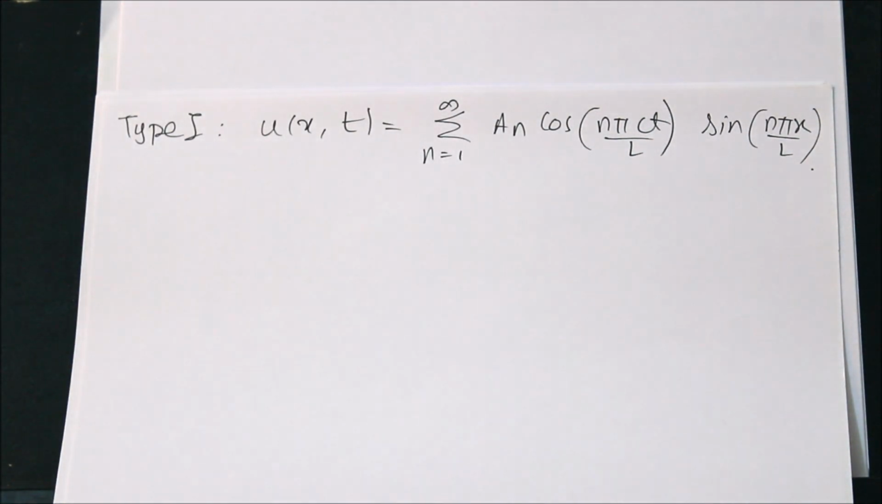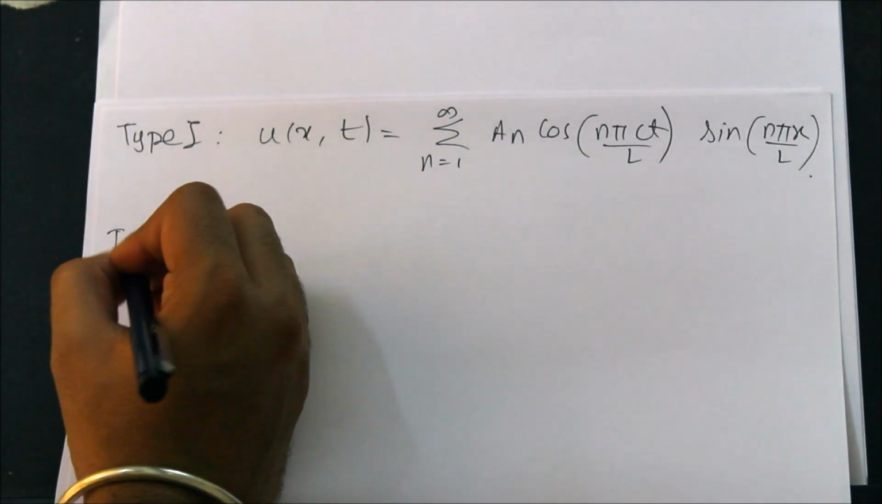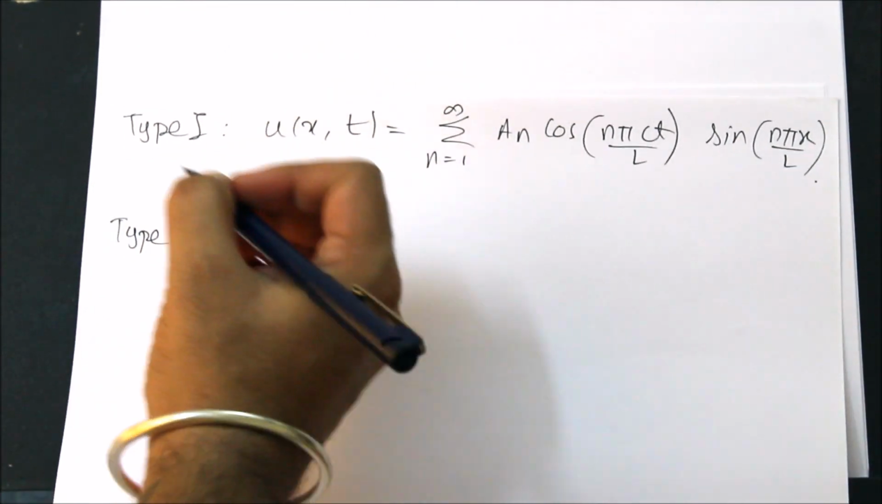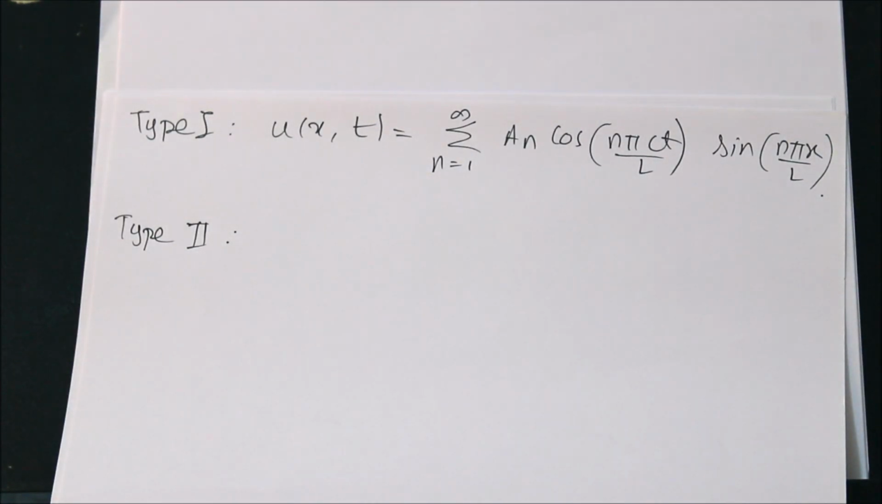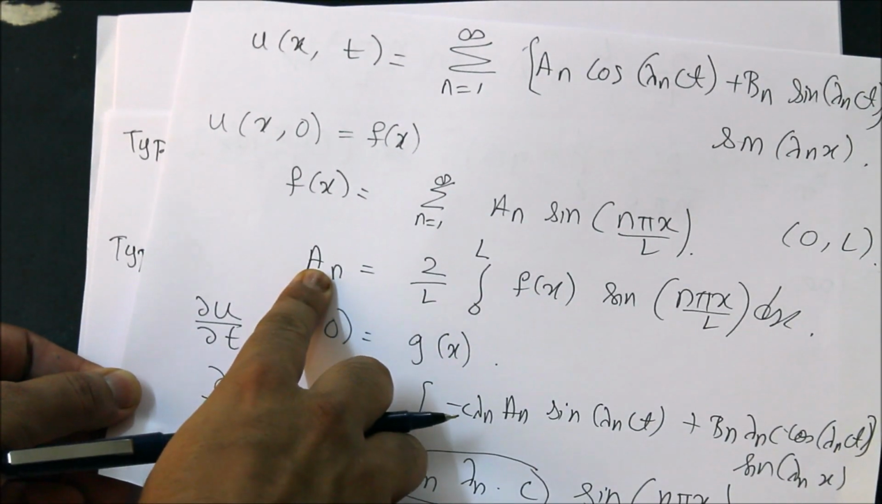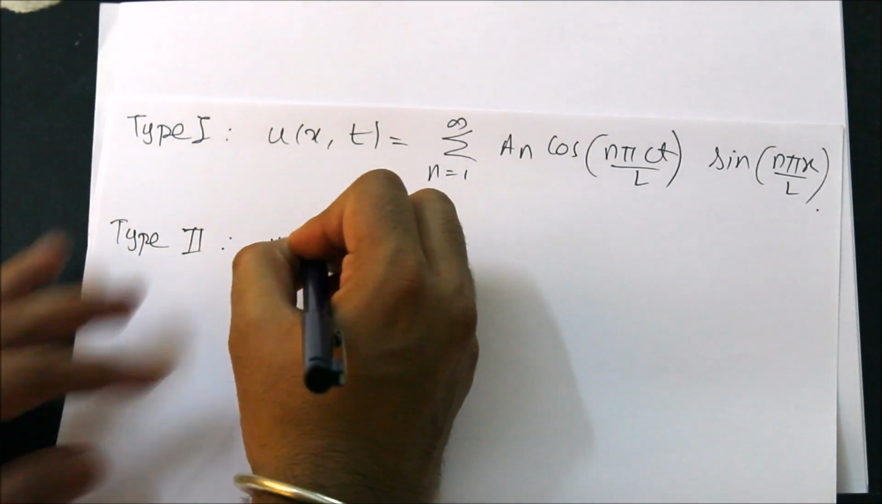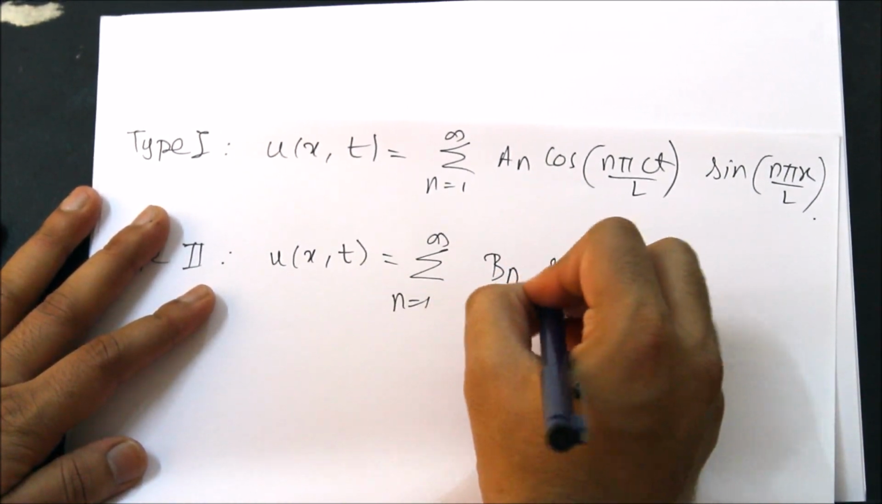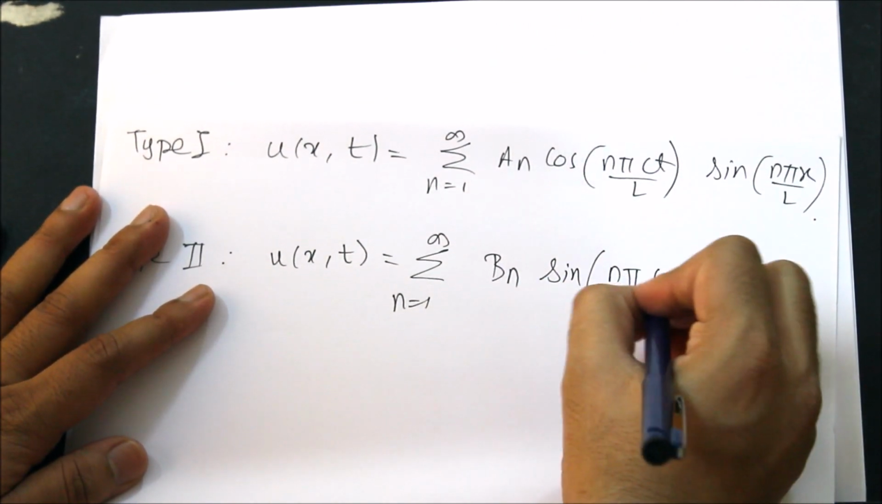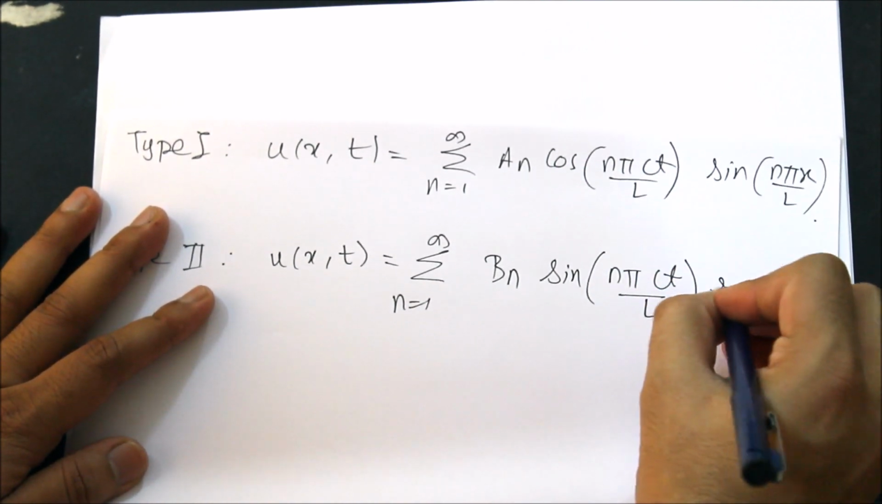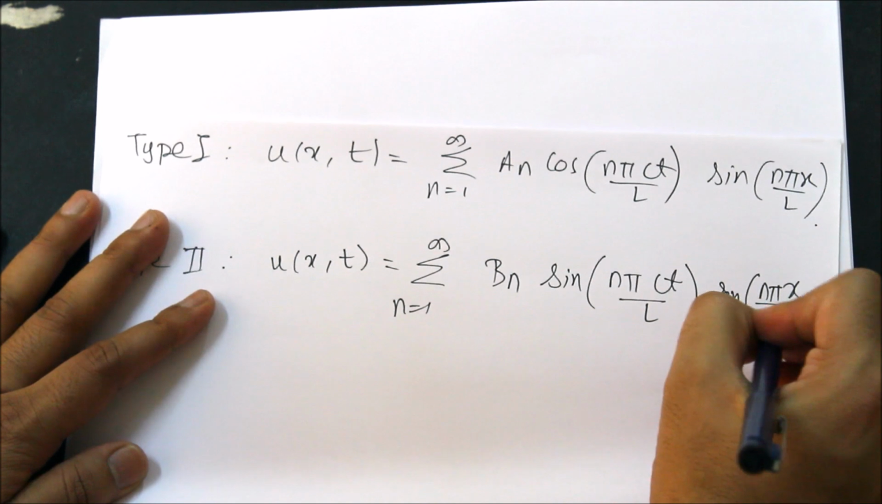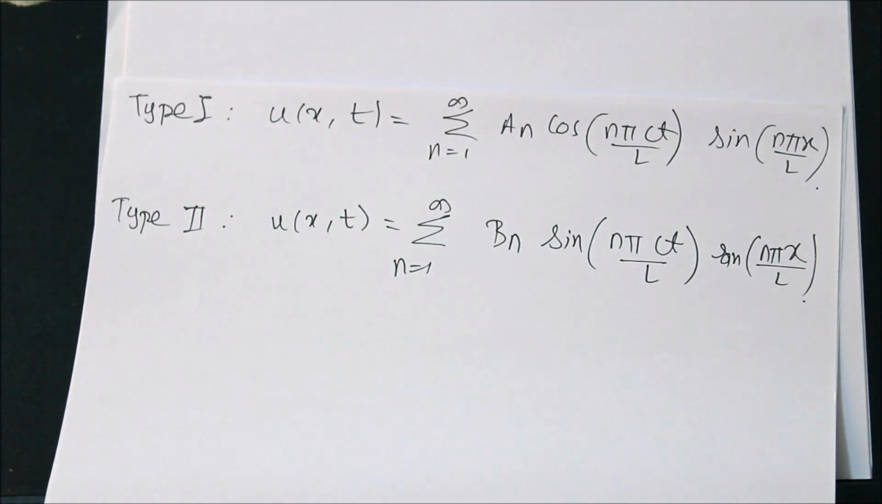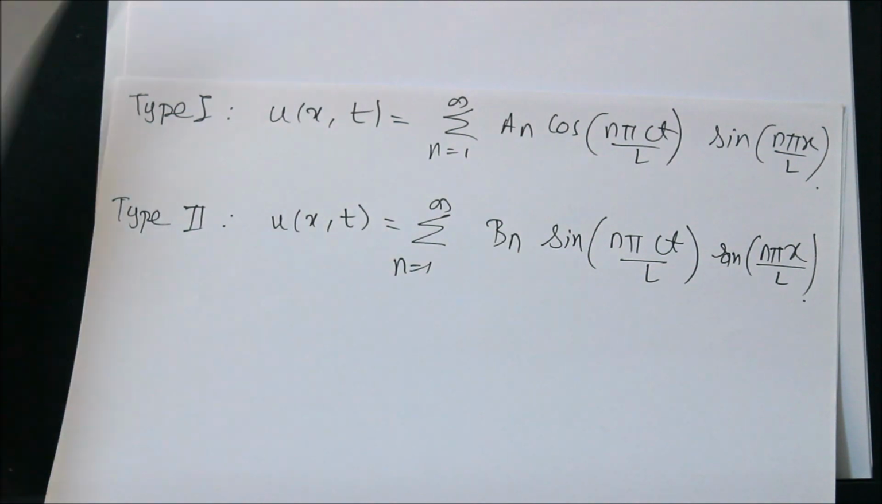An is the same thing which we just derived. For type 2, my f of x is 0. That means the initial displacement is 0 but there is some velocity. Since my f is 0, my an will become 0. So my solution will be of this form: summation n from 1 to infinity of bn sine of n pi ct upon L into sine of n pi x upon L, where bn is given by the previous formula.